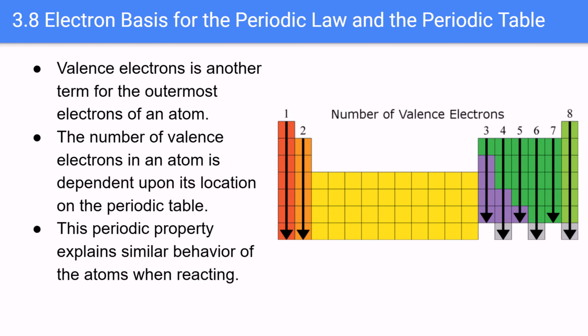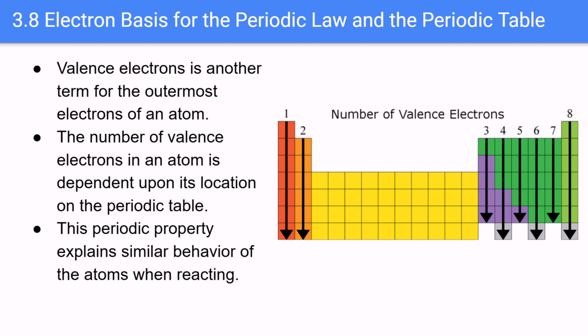So valence electrons is another term for the outermost electrons of an atom, and the number of valence electrons in an atom is solely dependent upon its location on the periodic table. It's a periodic property that really helps explain the reactivity that Mendeleev was seeing when he went through and designed the periodic table. And as you see here, it's very, very simple to determine the number of valence electrons that are present in a given atom.